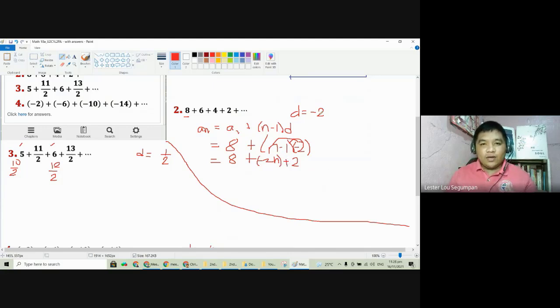Again, it's negative 2. I'm so sorry. And then you will have here negative 2n, 8 plus 2 is positive 10. This should be the representation of all terms here.